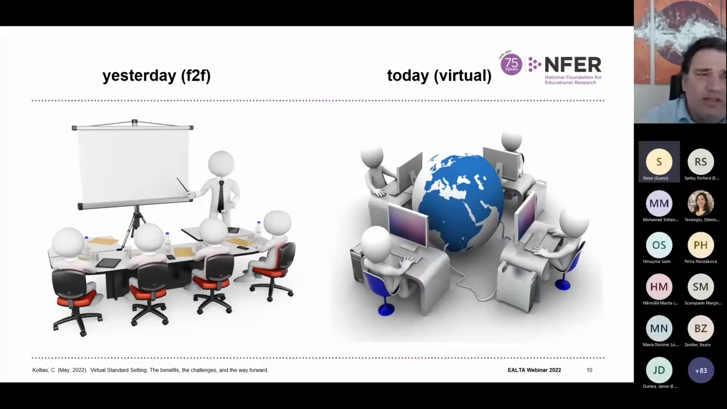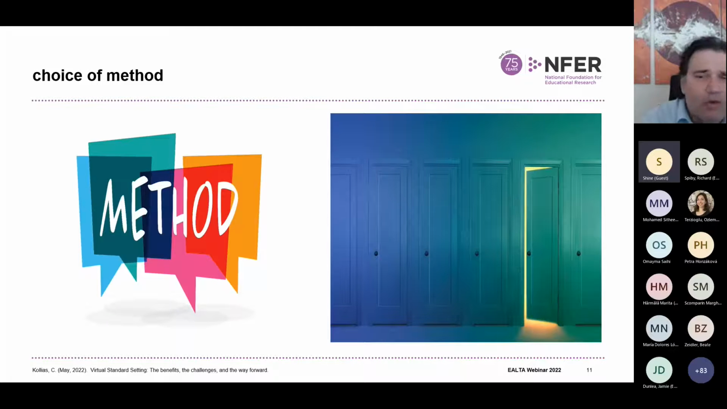We once met in person to set cut scores. Now we can do it online. However, we still face the academic challenge of choosing the appropriate method for our cut score study. What should we choose for our test-centered method? One of the modified Angoff variants, the benchmark method, the ID matching method? How about for examinee-centered methods, the basket method, the contrasting group method? It's no longer the what we need to think about, but the how.